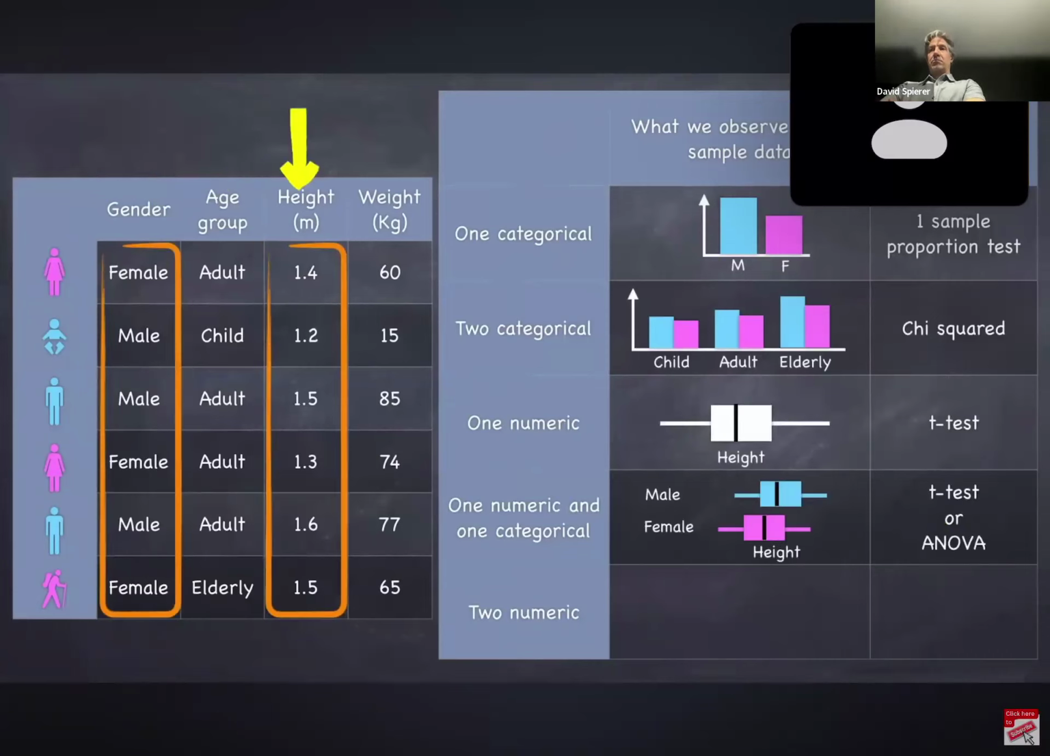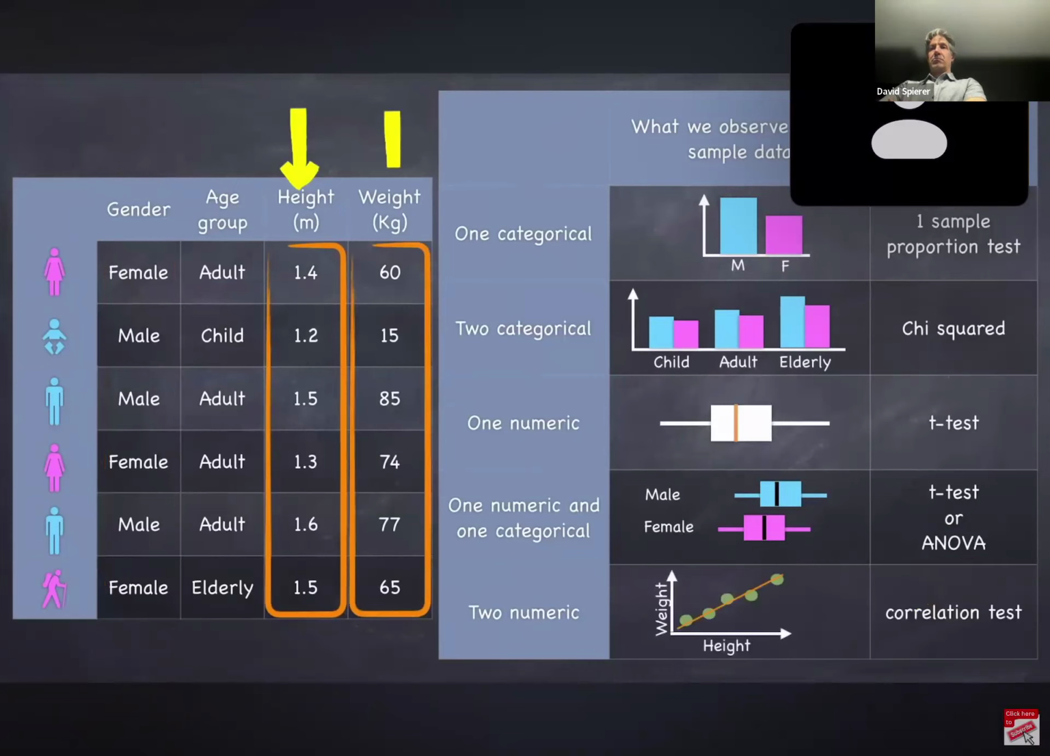For a single numeric variable, we'd do a t-test. If we have a categorical and a numeric variable, we do a t-test, or analysis of variance, or ANOVA, if there are more than 2 categories in our categorical variable. And for 2 numeric variables, we do a correlation test. Now, I'm going to come back to each of these scenarios and each of these tests, so don't panic.